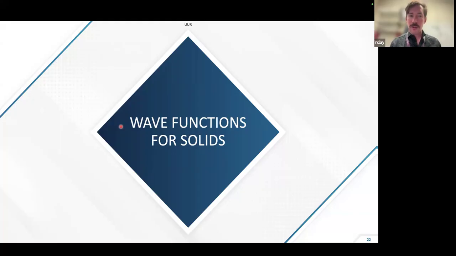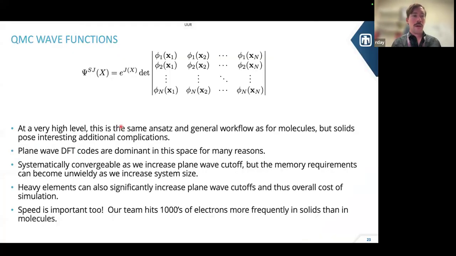The rest of this talk is largely going to focus on: I am trying to run a snapshot of this particular crystal. It's got 100 atoms in it. How do I represent the orbitals? How do I make it so that I don't saturate the memory on my system? And how do I make it reasonably fast? At the high level, this is the same ansatz as we would use in a molecule. We typically don't do multi-determinants here, but we have a determinant of single particle orbitals.